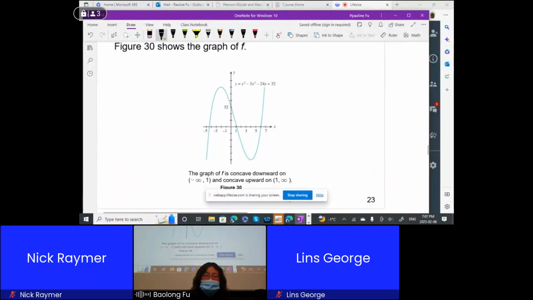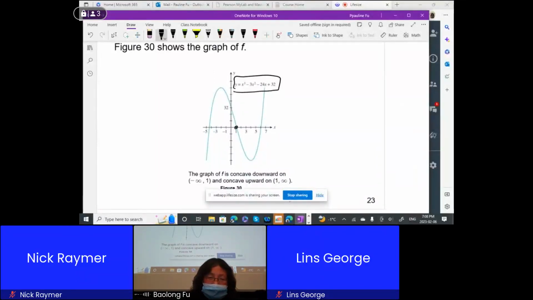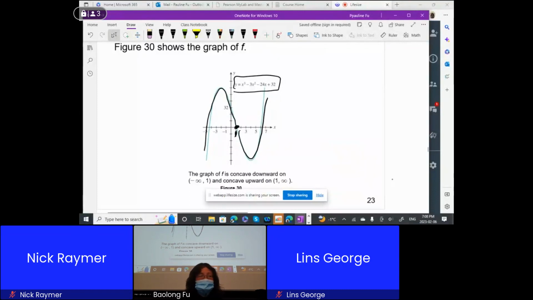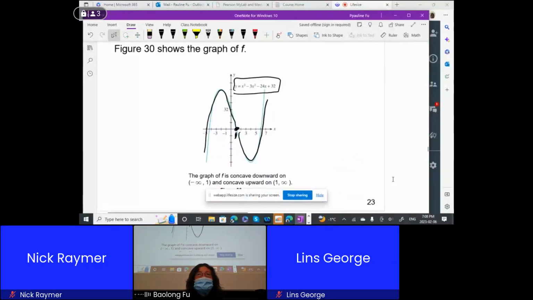Okay, and this is the graph of the original function. You can easily type in the expression in GeoGebra and you will get this graph. So this one is number 1. You see when x is smaller than 1, concave down. When x is greater than 1, concave up. Concave down, concave up. Questions?